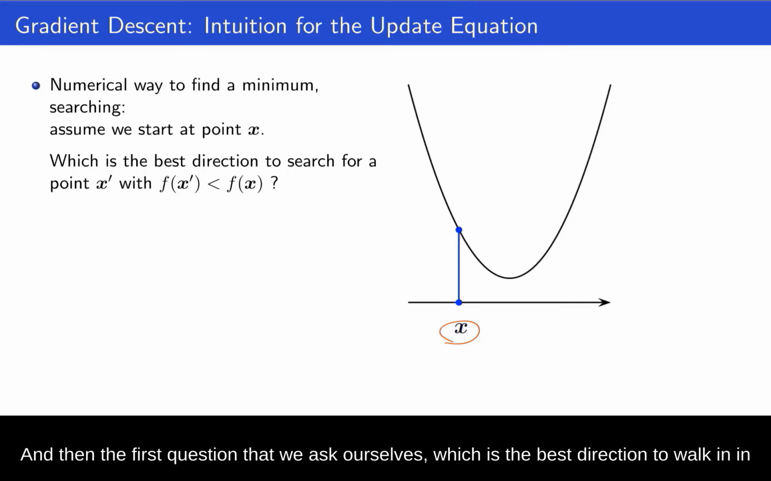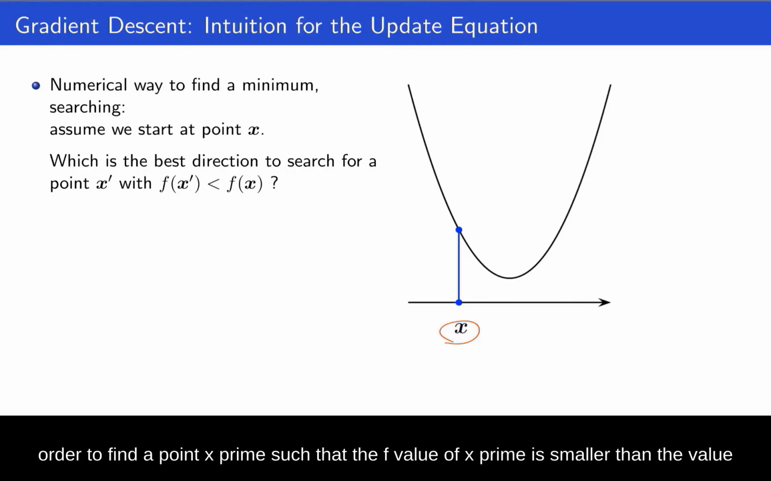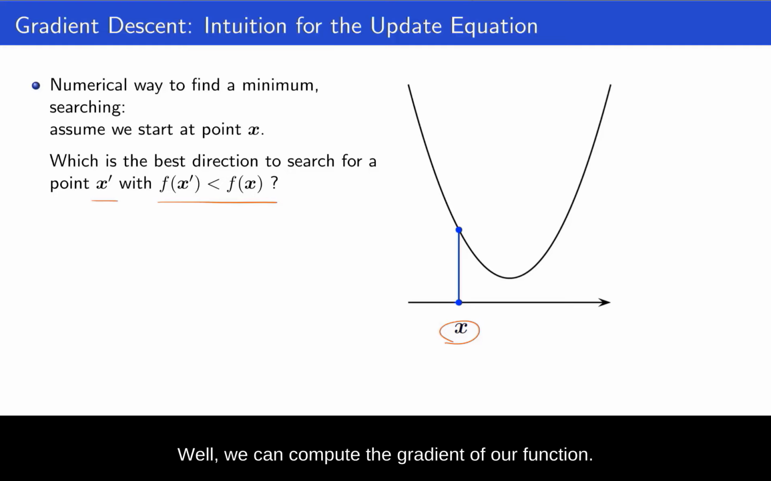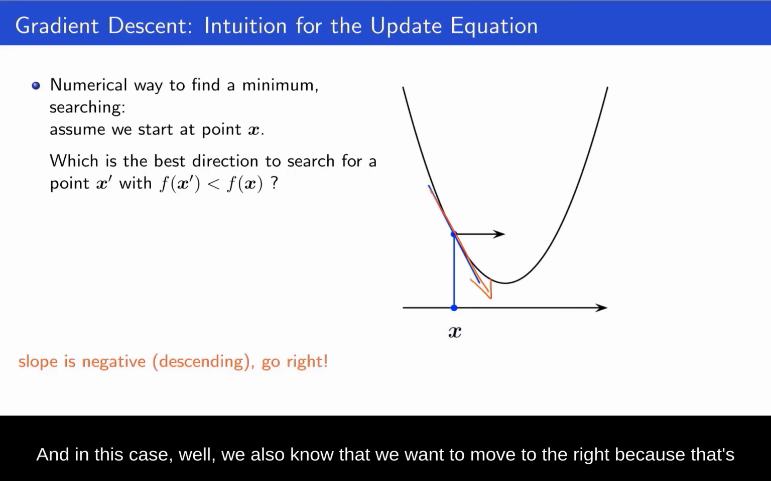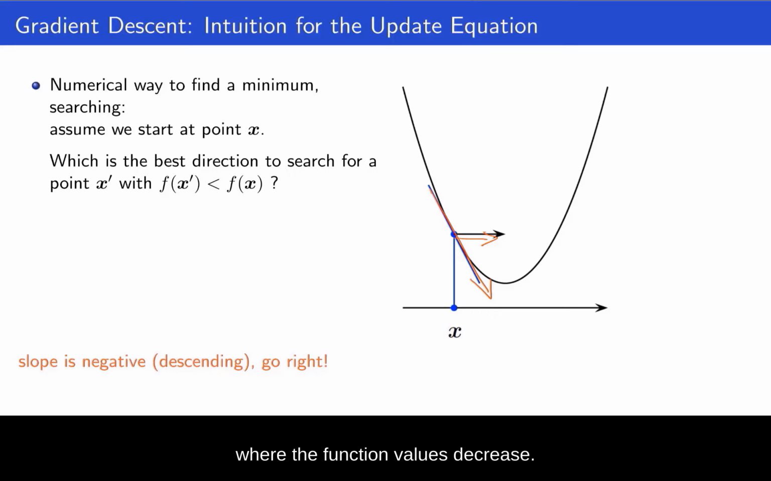And then the first question that we ask ourselves is, which is the best direction to walk in order to find a point x prime such that the f value of x prime is smaller than the value of x? Well, we can compute the gradient of our function. That is what we assume. And here we see that the slope of this gradient is actually negative. In this case, we want to move to the right because that's where the function values decrease.